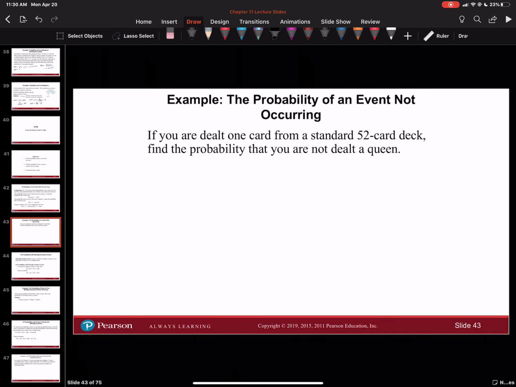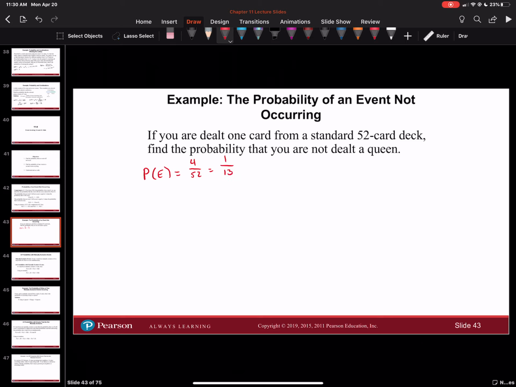So let's look at this problem. If you're dealt one card from a standard 52 card deck, find the probability that you are not dealt a queen. The first thing is figuring out the probability of being dealt a queen. So the probability of E: we have 4 queens in the deck, and it's out of 52. So that is basically 1 over 13.